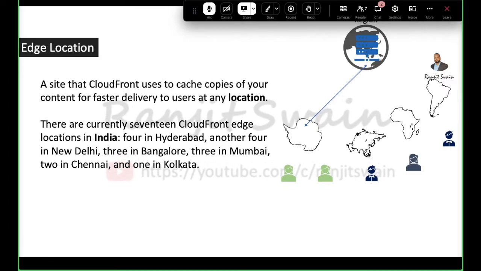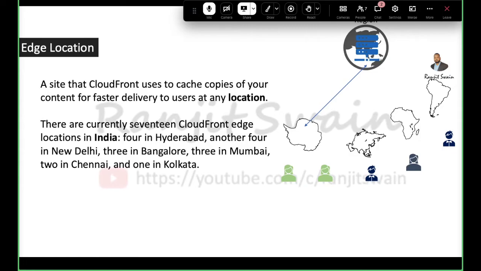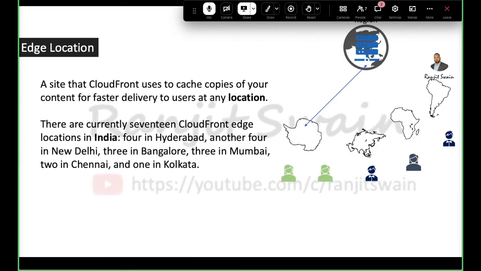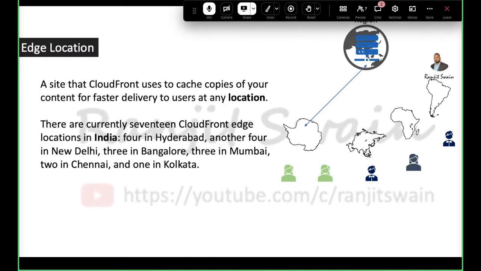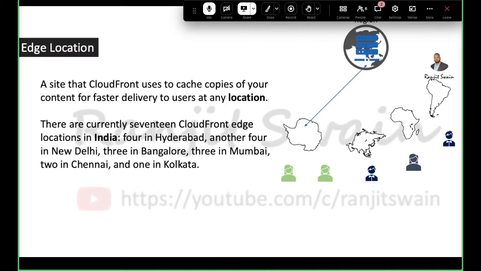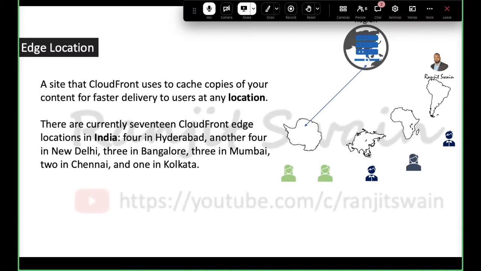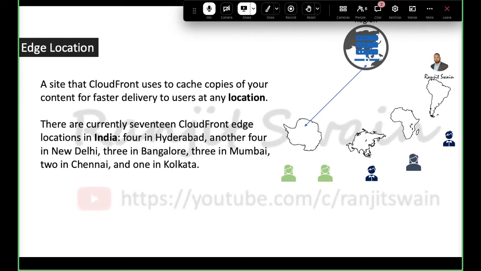Because the first time you log into Netflix and watch a video, what will happen? The content, whatever you are going to watch, will be cached, automatically downloaded to your nearest edge location. Suppose you are in Chennai. There are two edge locations in Chennai, right? So the content will automatically be cached and stored in the nearest edge location. And you are in Chennai and you are just watching it. So now your data will be near to you. That's why it is faster.